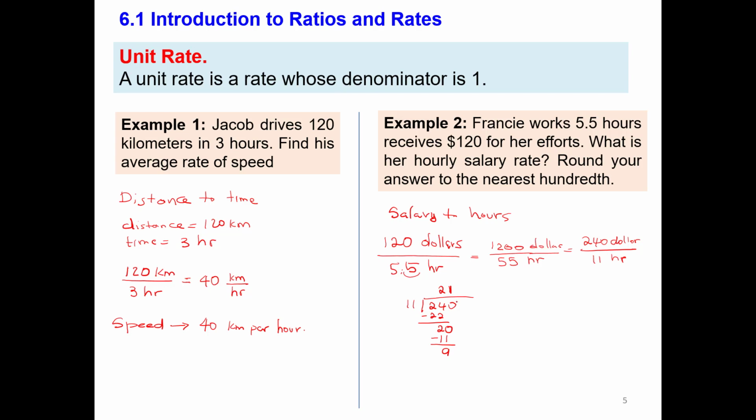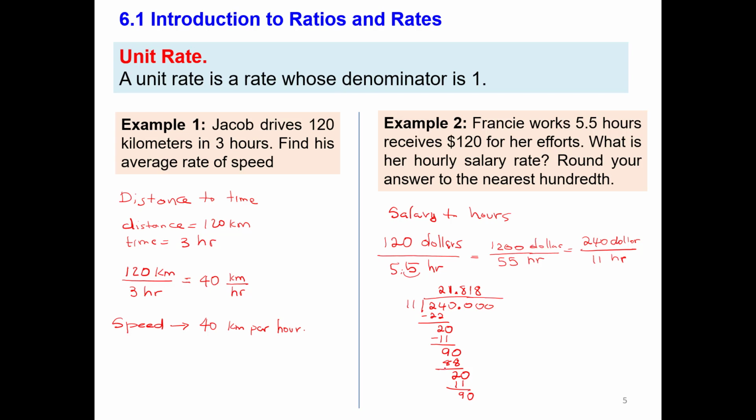Now we have a decimal point here. We need to place the decimal point in the quotient. We add the 0, bring the 0 down. And how many 11s in 90? We had 8. 8 times 11 is 88. 2. Let's try one more. Then how many 11s in 20? Just 1. And 20 minus 11 is 9. Bring this 0 down. How many 11s in 98?